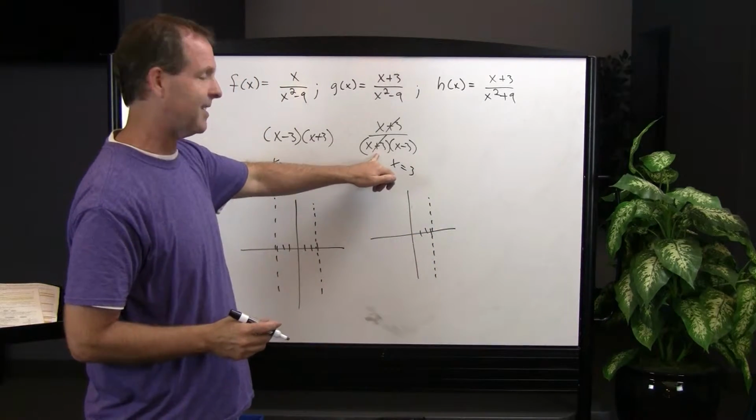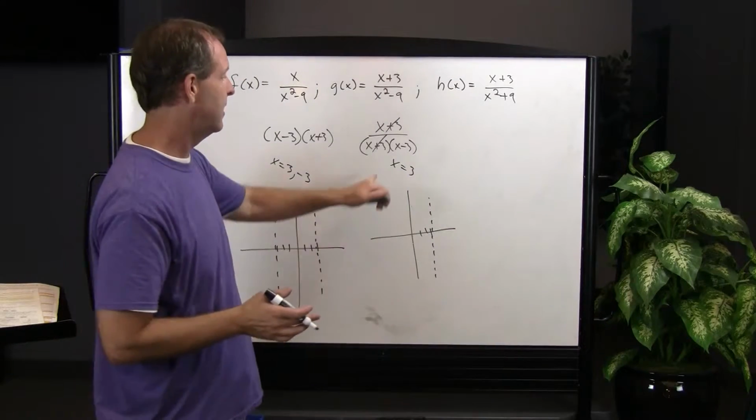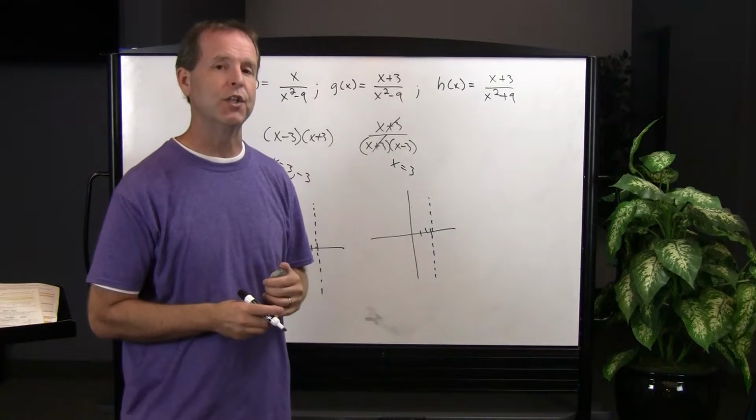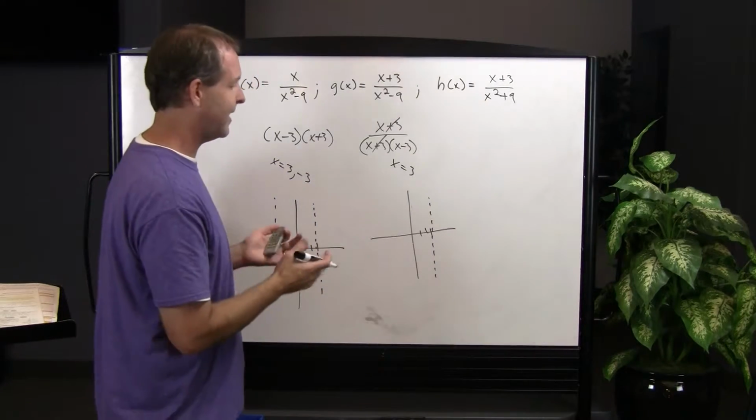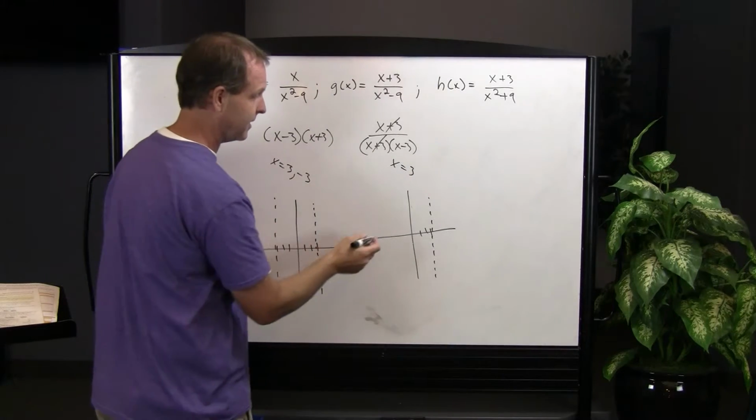However, I can't dismiss this x plus 3 term right away. Even though I was able to eliminate it, there's no vertical asymptote here, but there's also a domain issue. And that tells me that there's going to be a gap in this particular graph at negative 3.